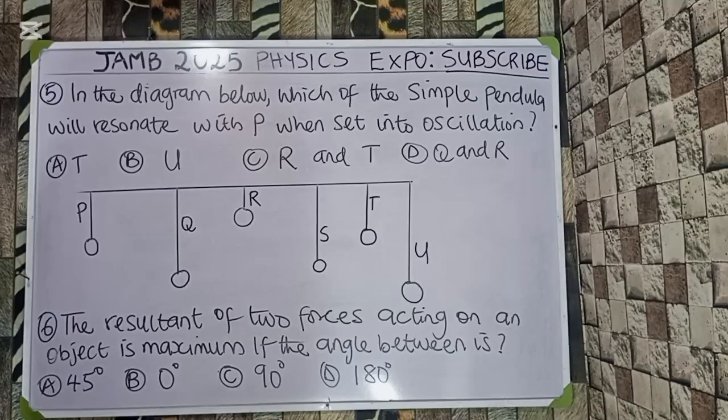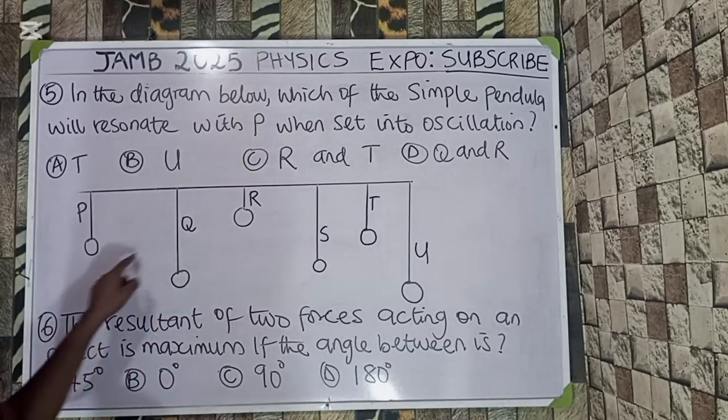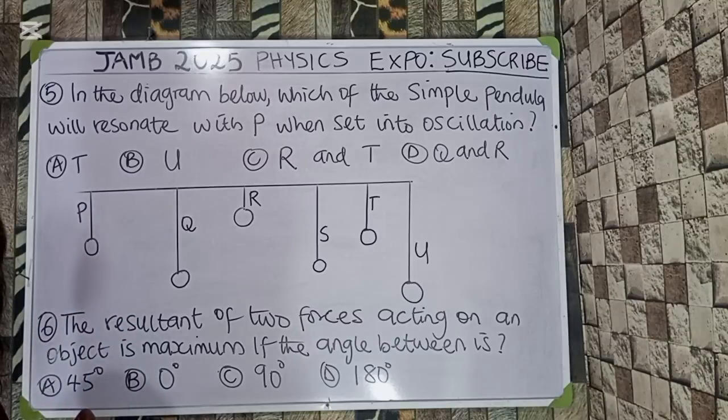In the diagram below, which of the simple pendulums will resonate with P when set into oscillation? Option A, T. Option B, U. Option C, R and T. Option D, Q and R. Now we have this diagram on the board. It asks which of these pendulums is going to resonate with P when it is set into oscillation.